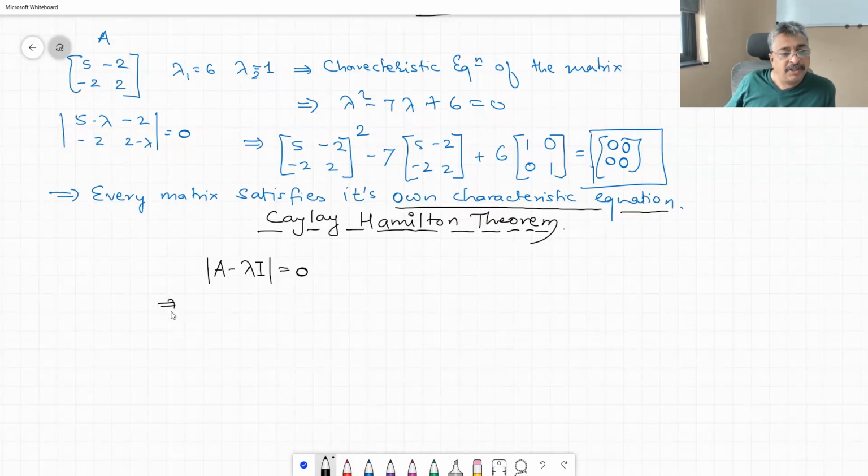What she has done is put A in place of lambda in A minus lambda I, and check what happens. Is that equal to the determinant of A minus A, which is the determinant of 0, which is 0? That is her proof.